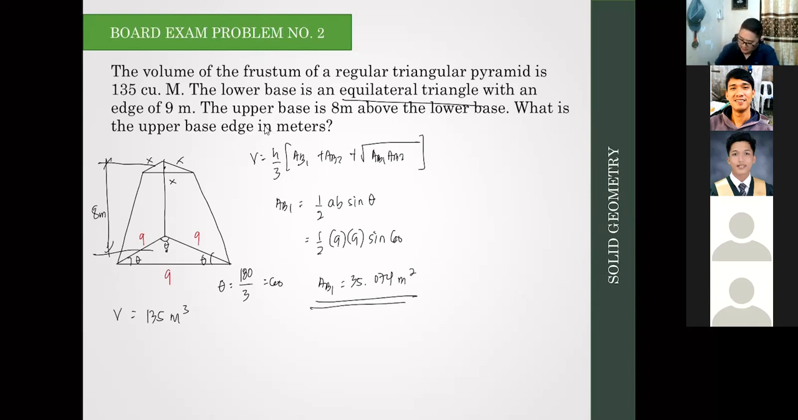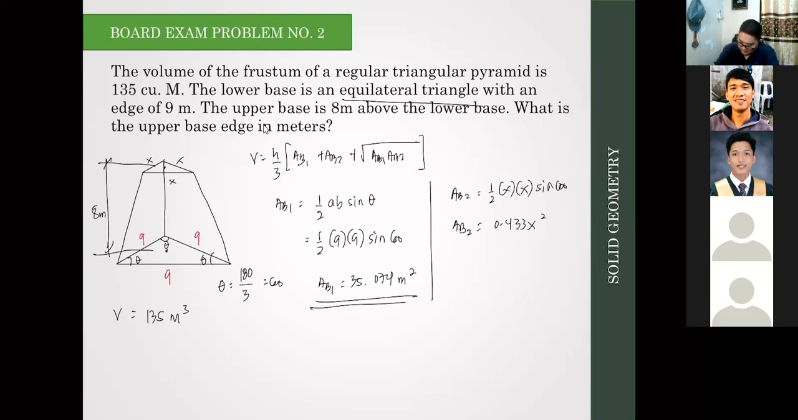Next, AB2. AB2 is same, no? Equilateral triangle din. So yung internal angle natin is also 60 degrees. Pero hindi natin alam yung kanyang value ng sine. Okay? So pwedeng kunin lang natin yung sine 60 over 2. That is 0.433 x squared. Okay? So, gamitin natin yung formula.